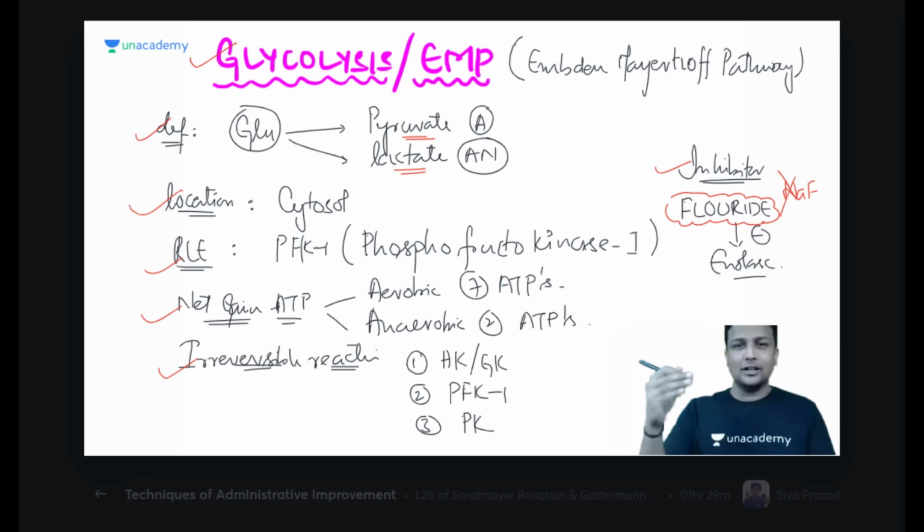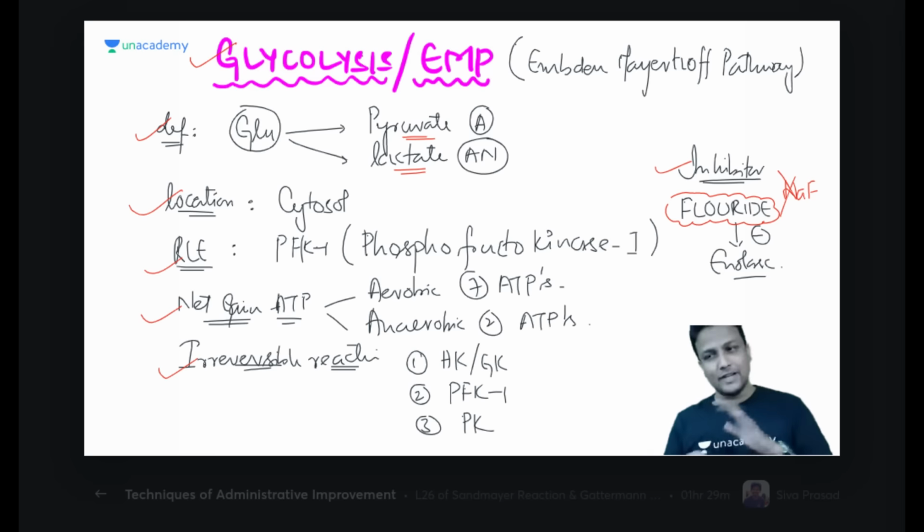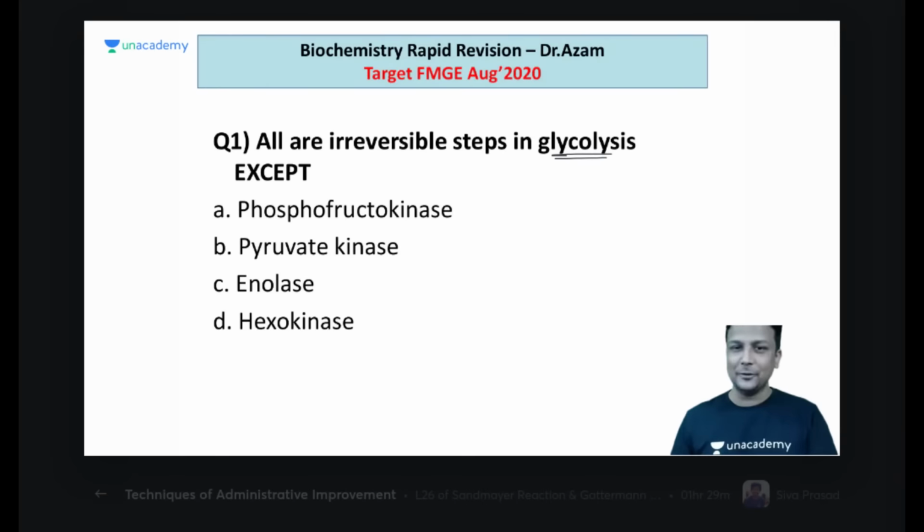That's all. Now, after learning these many points, guys, let them ask anything. We are ready for that one. Understanding here right now? Let them ask anything in the glycolysis topic. We are ready. So welcome back to this question here right now. Phosphofructokinase, pyruvate kinase, and hexokinase all are irreversible except for enolase.